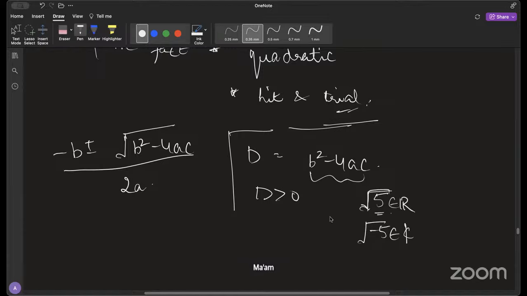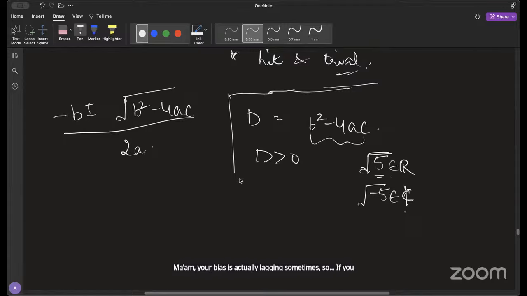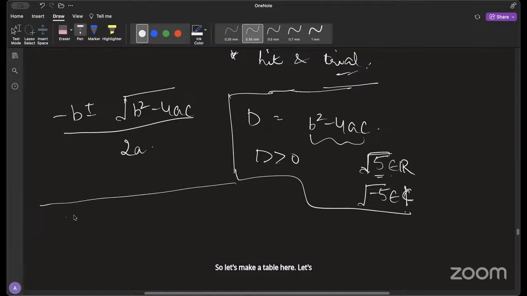Ma'am, your voice is actually lagging sometimes. So let's make a table here. Let's say you have b square minus 4ac, and this is greater than 0. There are two cases to this. One is when b square minus 4ac is a perfect square.